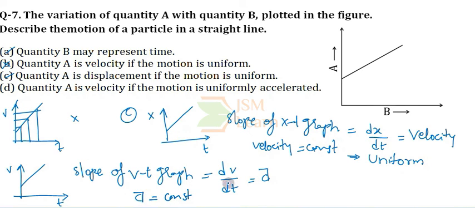If the particle is moving with a constant acceleration, then that motion is called uniformly accelerated. Uniformly accelerated means the particle is moving with uniform acceleration. That is nothing but the particle is moving with constant acceleration. So option D is true here.